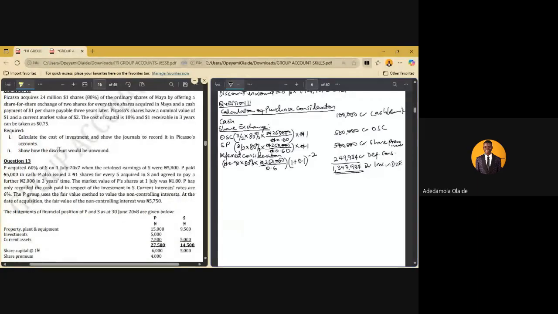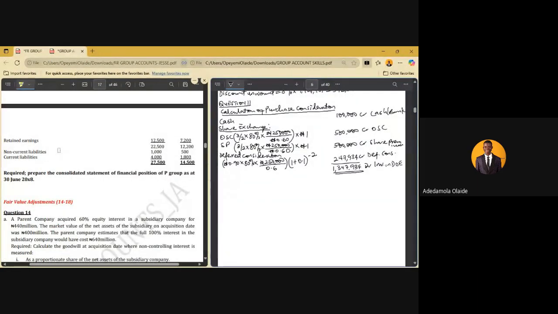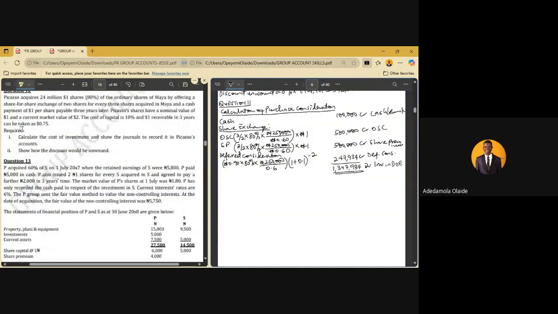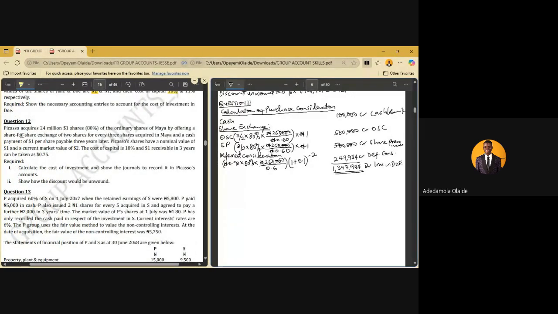So let's look at question 12. We have Picasso acquires 24 million $1 shares, which is 80% of the ordinary shares of Maya by offering a share for share exchange of 2 shares for every 3 shares acquired in Maya, and a cash payment of $1 per share payable in 3 years' time, payable 3 years later.